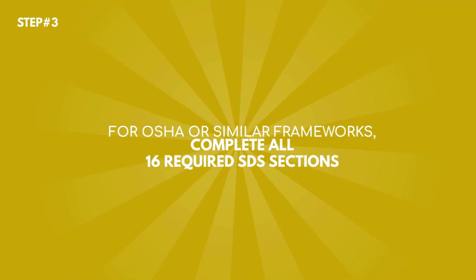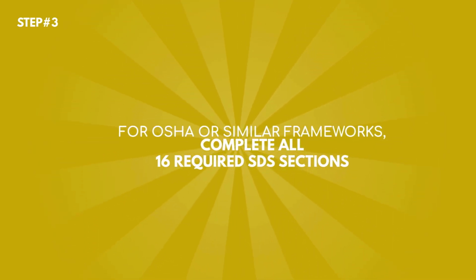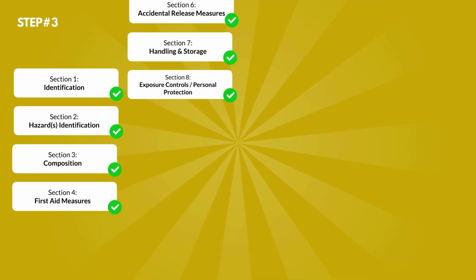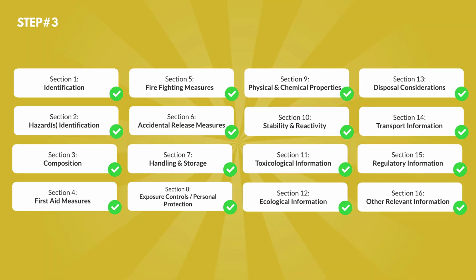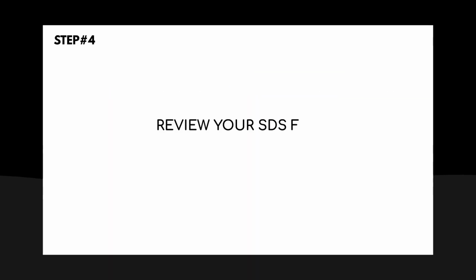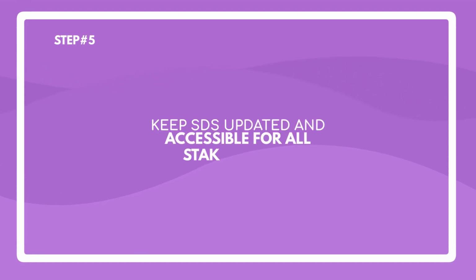Step 3. If you're creating a safety data sheet under OSHA or a similar framework, you'll need to complete each of the 16 required sections, covering a wide range of essential information. Step 4. Review your safety data sheet to ensure clarity and accuracy, verifying key information to maintain safety and compliance. Step 5. Keep safety data sheets up to date and accessible, ensuring that employees, buyers, and other relevant stakeholders always have access to the latest version.